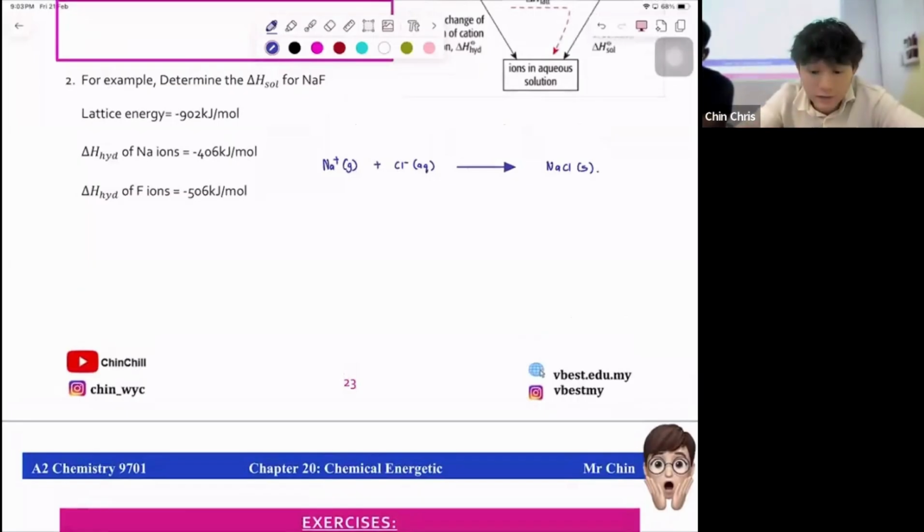Guys, what is this energy? Gaseous ion turns into a solid. It's the lattice energy, right?